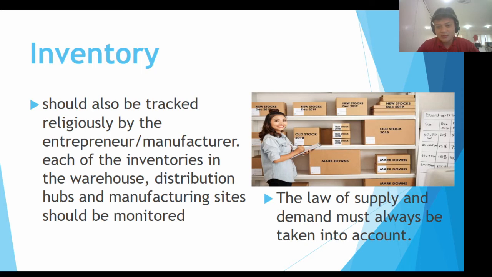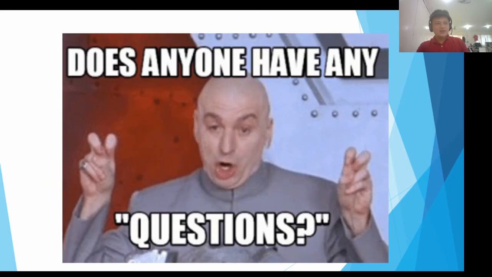So, gaano ba kadami yung kailangan nating i-produce? Gaano sila katagal dapat naka-store sa warehouse? So, gaano kadami yung i-distribute sa suppliers, ay sa customers or distributors? So, lahat-lahat ng yon nakalista sa inventory, and we have to know kung ilan yung mabebenta at ilan yung gagawin natin. Kaya nga nakalagay dito yung law of supply and demand. Okay, that ends the operational plan or the 4M's of operation.